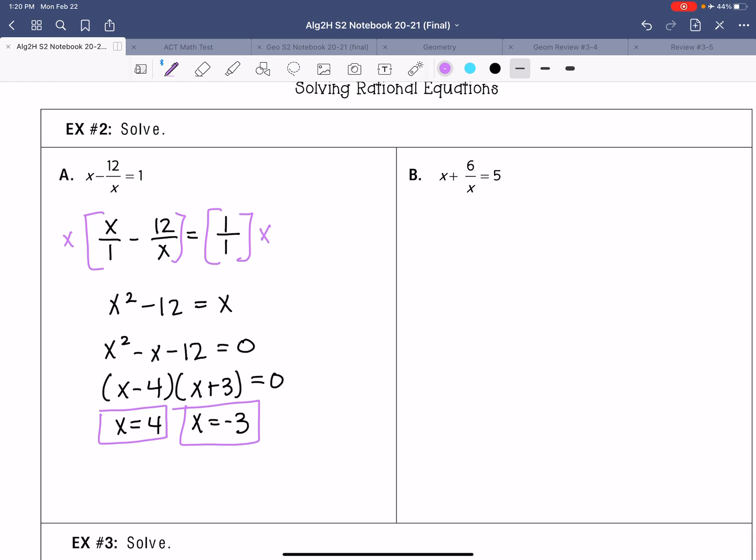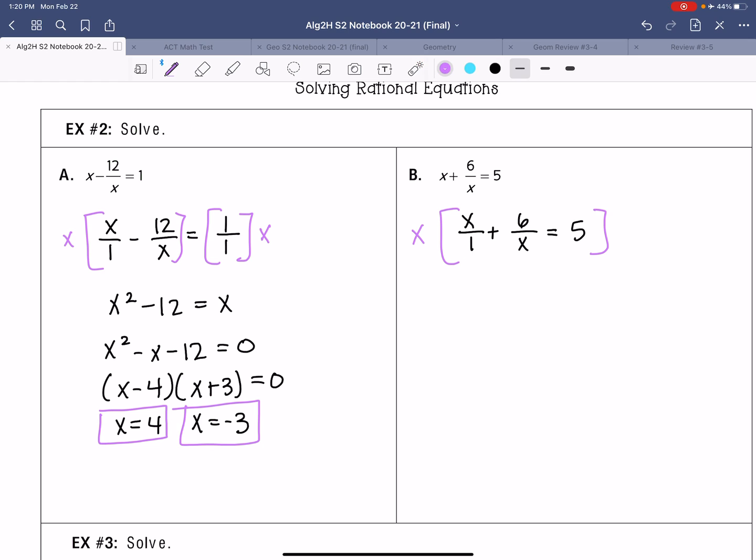All right, I want you guys to go ahead and pause the video and try B. All right, so for B, again, I have x over 1 plus 6 over x will equal my 5, which is technically over 1. Common denominator between 1, x, and 1 would be x. So I'm going to go ahead and multiply. I'm just going to do it all in 1. I'm going to multiply the whole thing by x. Just make sure that you literally multiply every single piece by x, and you'll be good.